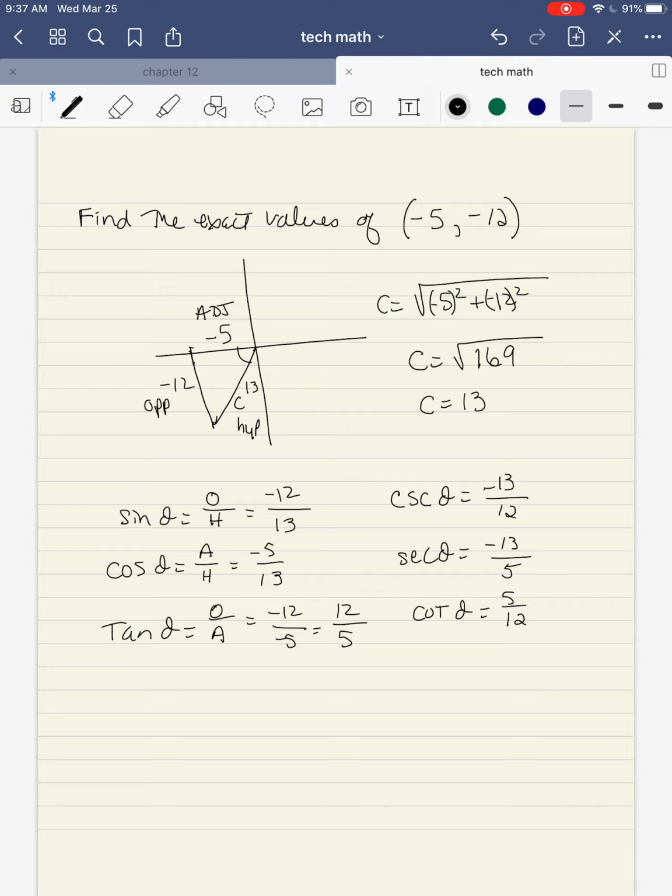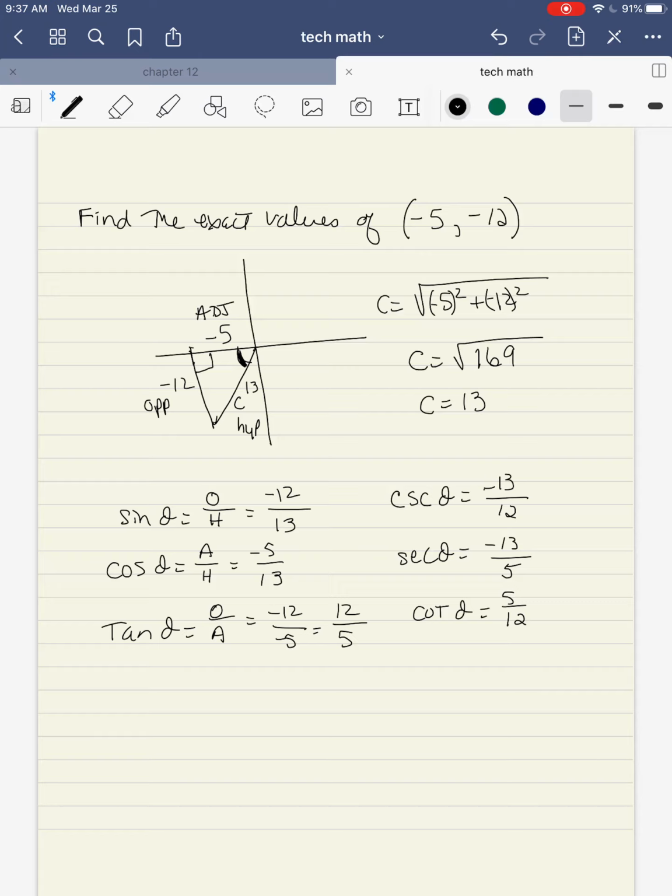So I labeled my sides according to theta. Theta is always over here with the x-axis. So the adjacent side is the -5 number. The opposite side is the -12 number. And the hypotenuse is 13. So opposite over hypotenuse is -12 over 13. Adjacent over hypotenuse is -5 over 13.